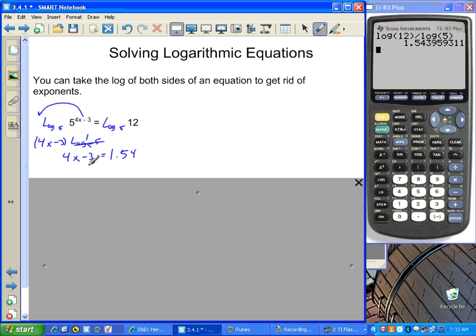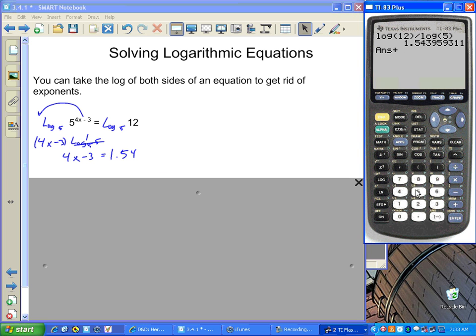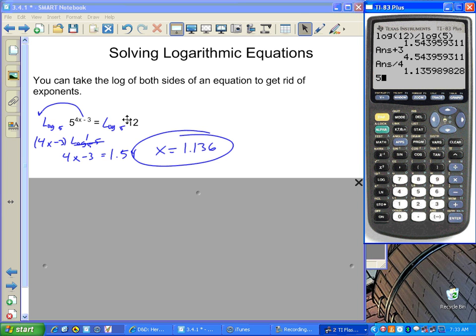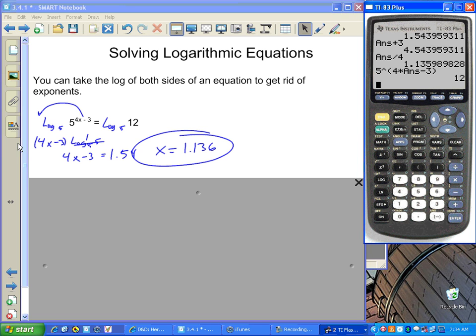Then I can add the 3 over, which would give me 4.54, so plus 3, and then divide by 4, and I get that for x, say 1.136. And I can test that. I type my original equation back in, and it should spit out 12. So if I take 5 to the power of 4 times my answer minus 3, I get 12. So that's how you solve an exponential using logs.